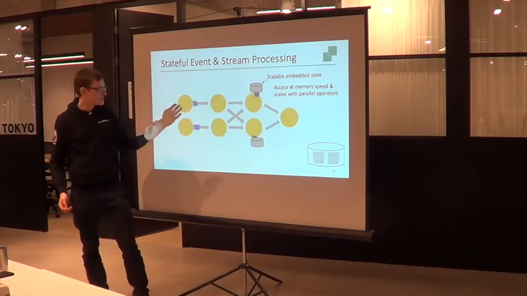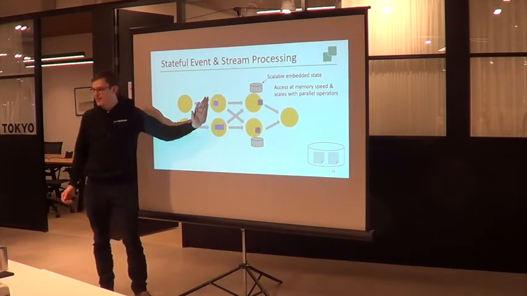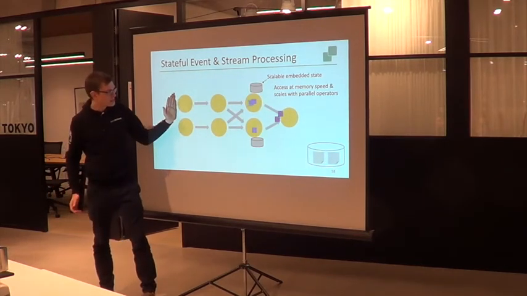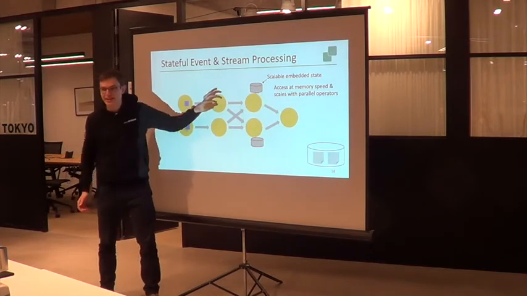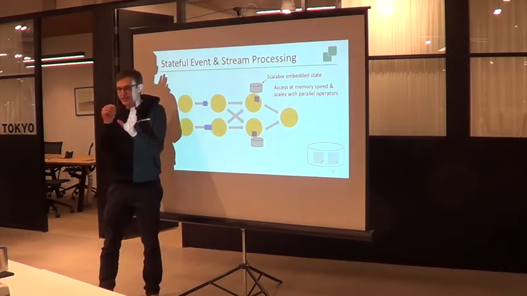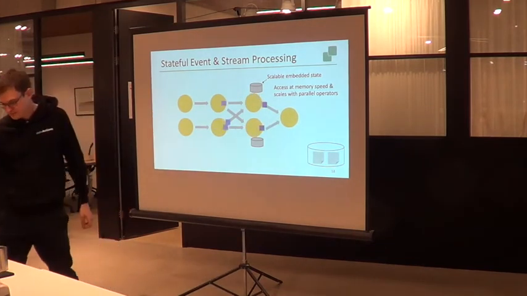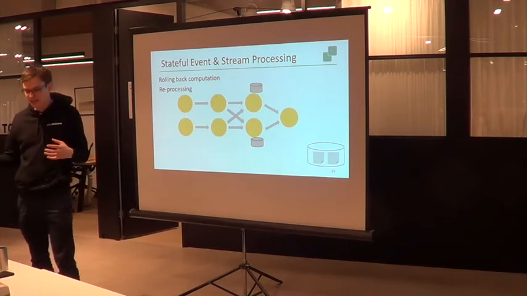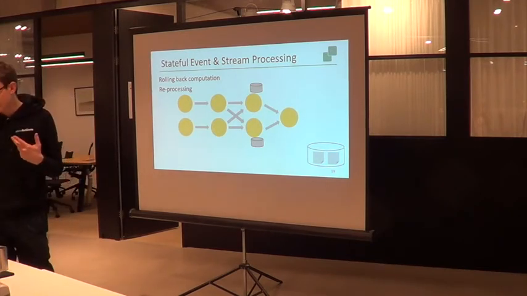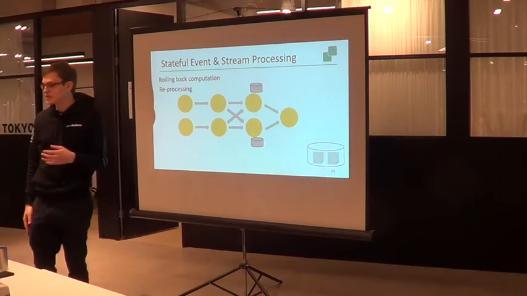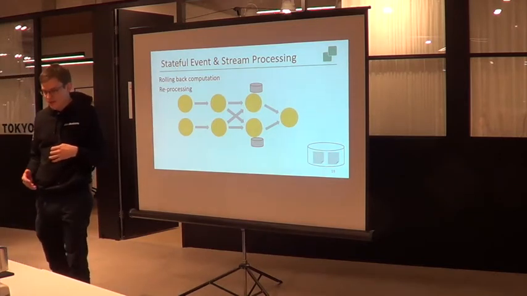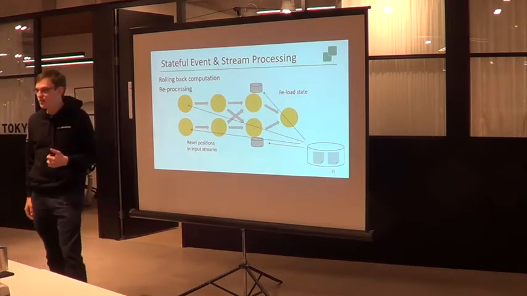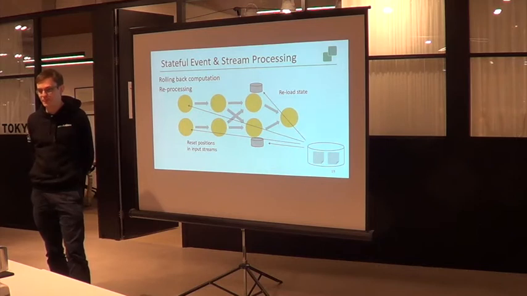It's consistent because this barrier will never overtake any record. So it always basically looks at the operators at the same point in time. No record can overtake this barrier. And the great thing about having the state checkpointed externally, and also addressable, is that you can use this for rolling back computation and also this A/B testing use case that I've mentioned. So you can reload the state back into the operators whenever you want.